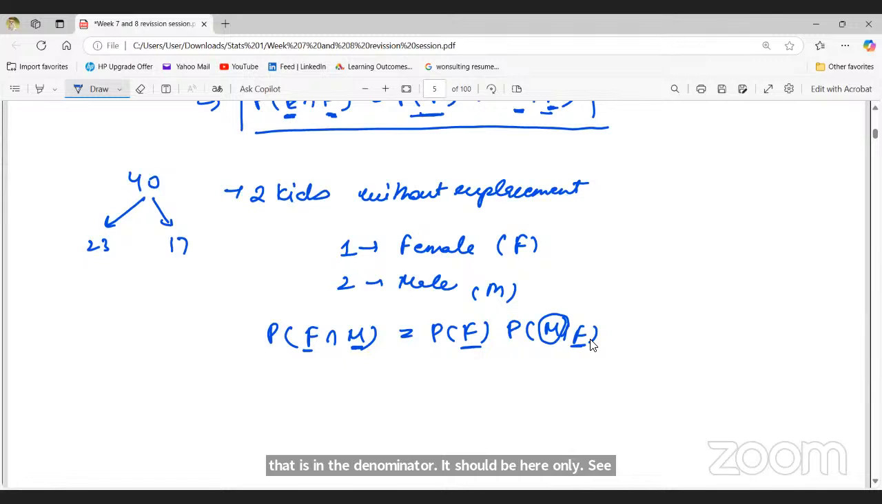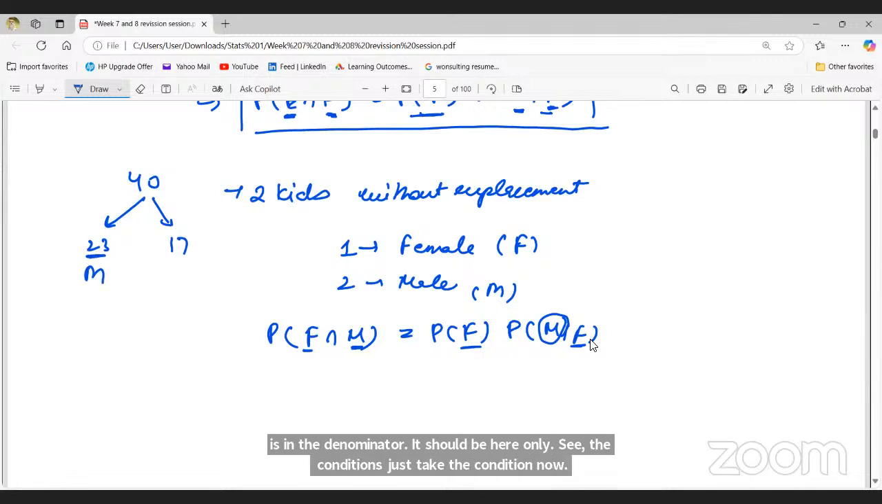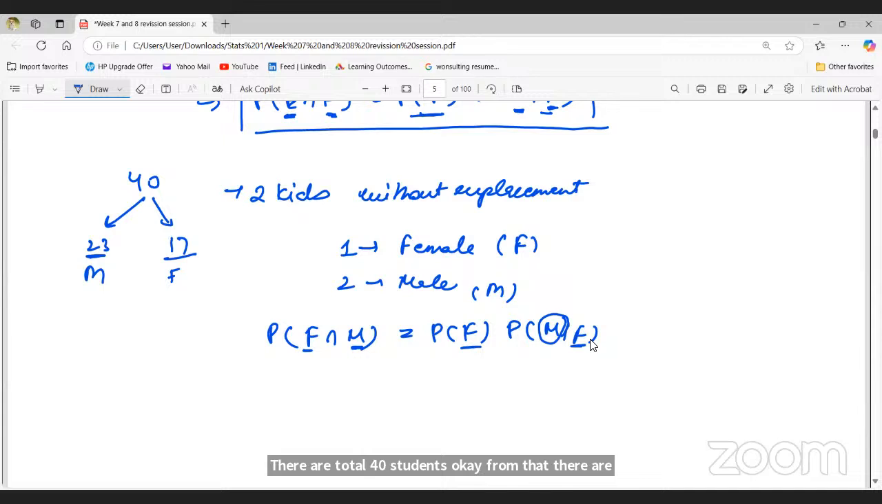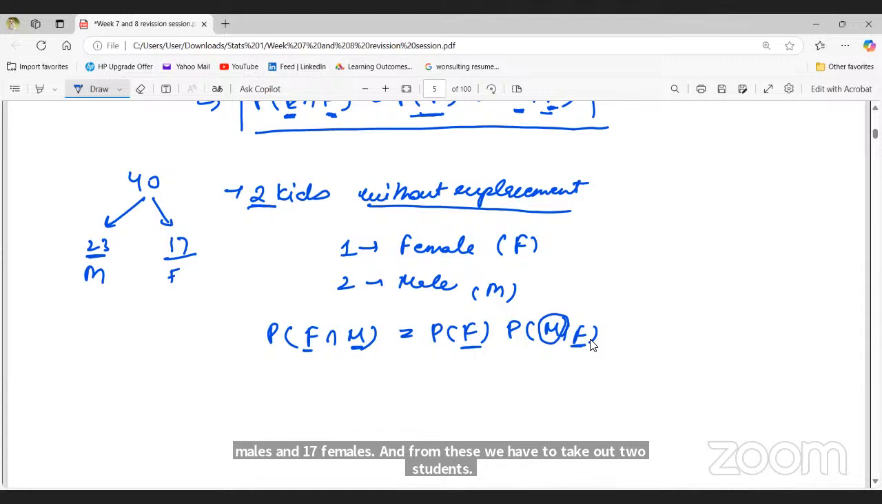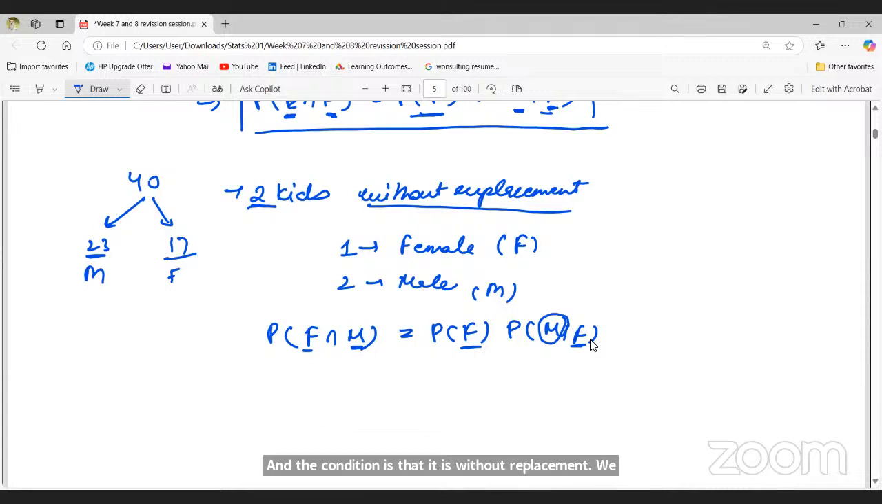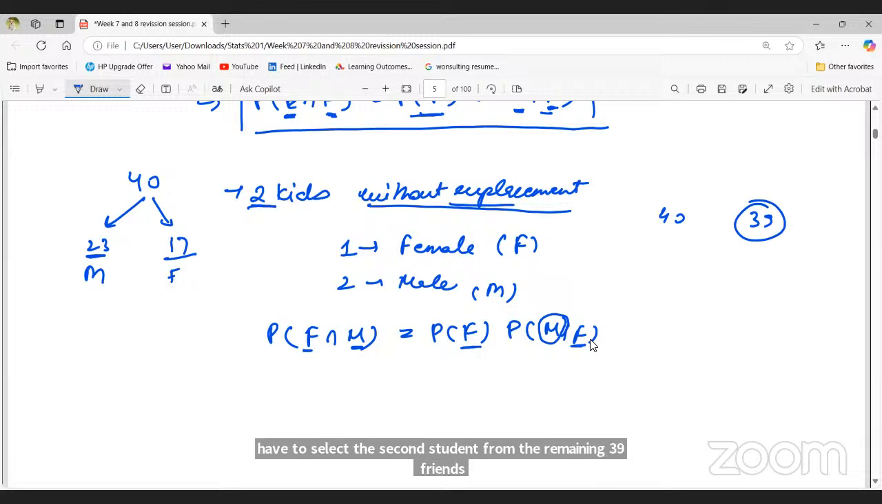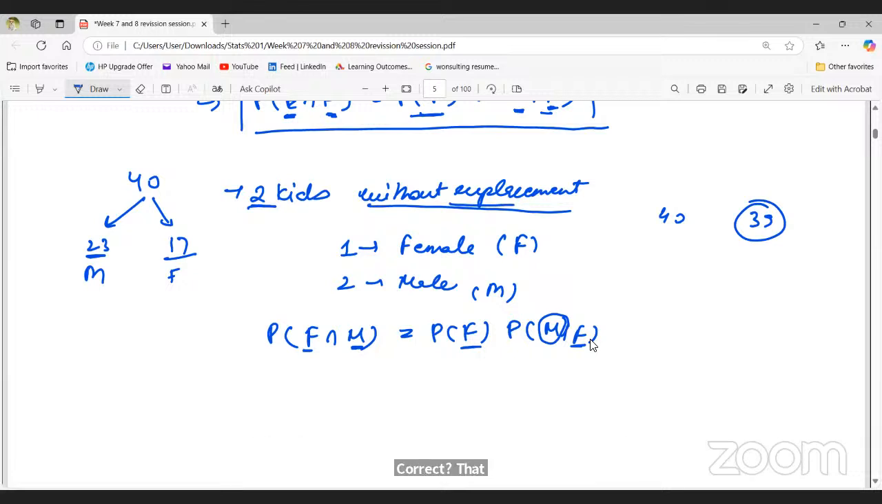There are a total of 40 students. From that there are 23 males and 17 females, and from these we have to take out two students, and the condition is that it is without replacement. We are not replacing it. So if I take one student out of the 40 students, I have to select the second student from the remaining 39 students. That is the case of without replacement. The first should be female and the second should be male. So I have to find the probability of F intersection M. Correct?